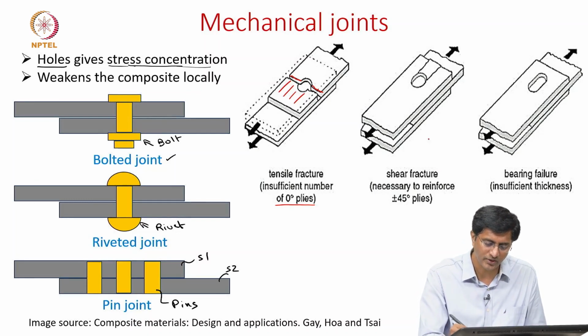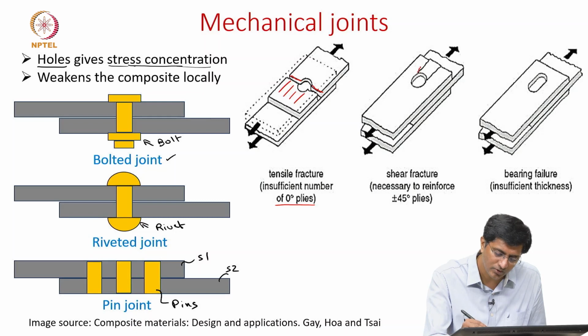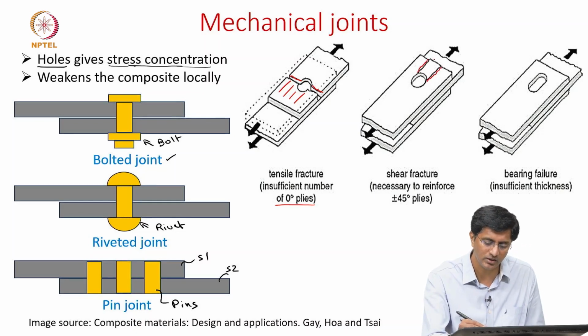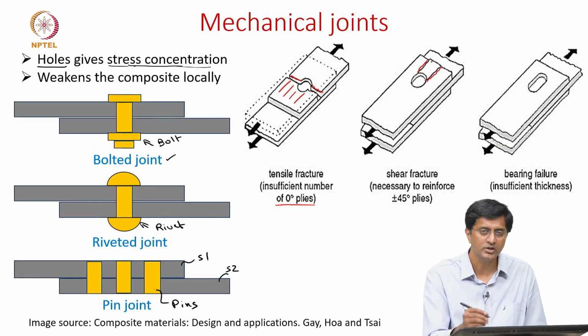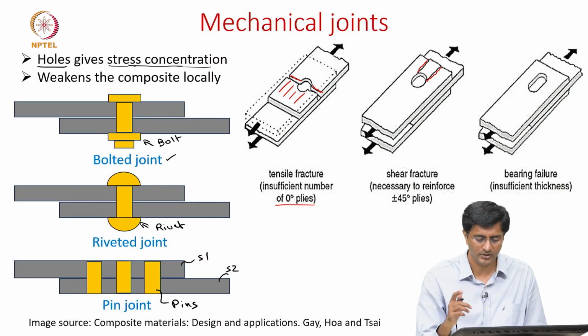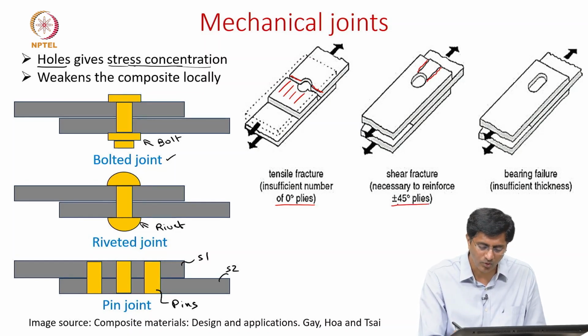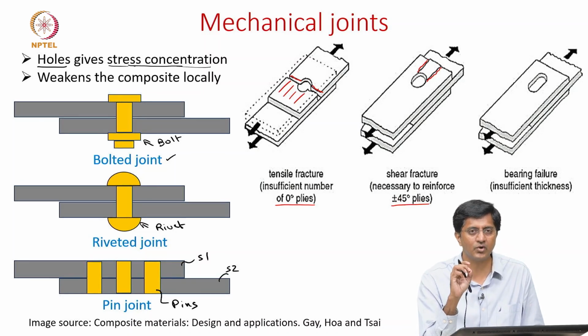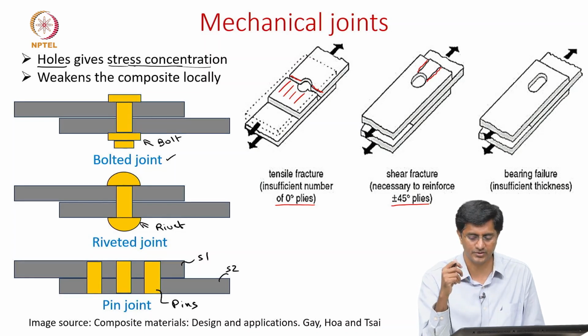Secondly, for shear fracture, here you see that the failure is happening in the laminate in this location, and the reason why it is occurring there is because we are now shearing the laminate. And how can we improve the shear resistance? By including more of these plus or minus 45 plies. We know that plus and minus 45 plies have the maximum shear strength. So if we have more of that, then the laminate is more resistant to these shear failures.